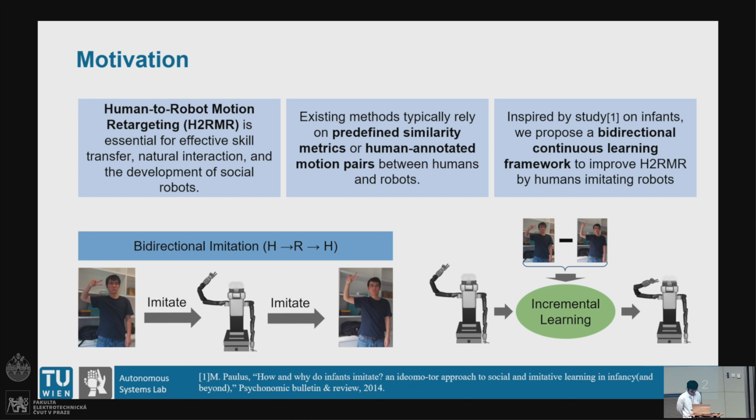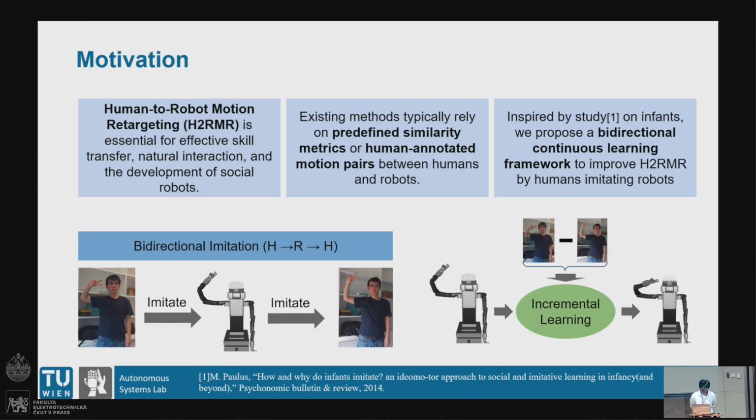And inspired by a study in psychology on infants, the study shows that infants will improve or boost their imitation learning ability when they are imitated. So good parents not only let the baby imitate them, they also imitate their baby to give feedback to improve their ability. So how do we bring this idea to teach robots to improve robots' imitation ability? So we introduce this bidirectional imitation.